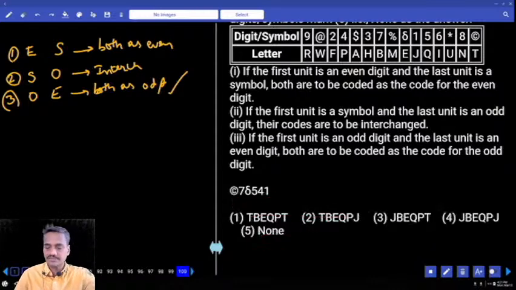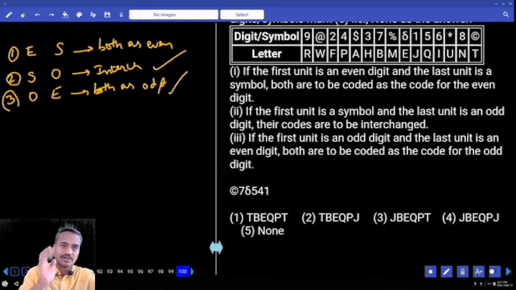And finally 100, copyright is a symbol, last one is an odd, and according to condition number 2, we need to interchange the codes of these two. The code for copyright is T, must be at the last, and for 1 its code is J, must be at the beginning. J and T. Now J and T, out of which this is the only thing left over.